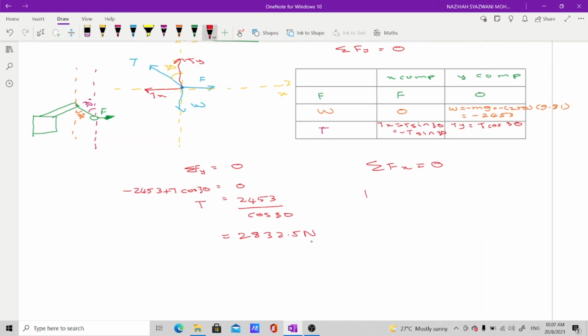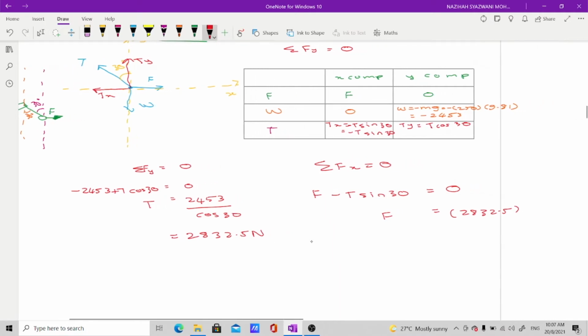So we have F minus T sine 30 equals 0. If we rearrange here, we are going to substitute this T with the answer we obtained before. So that would be 2832.5 times sine 30.